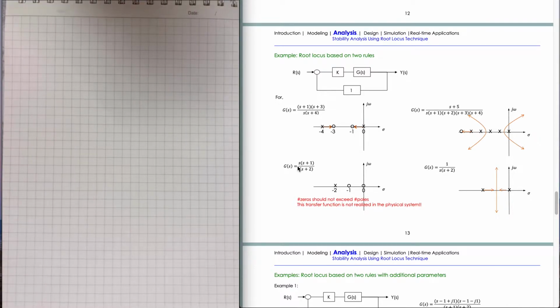Even though in mathematics you can simply create any transfer function, in a real system you can't get it, so we don't consider this. This one is okay because the number of zeros is less than the number of poles. So we have a total of 1, 2, 3, 4, 5 poles and 1 zero. This is the closed loop system.